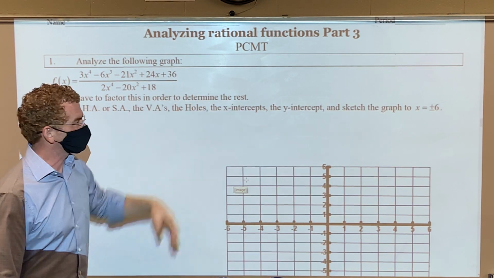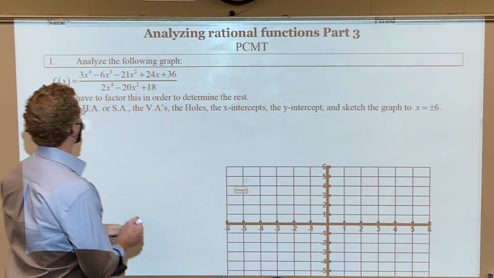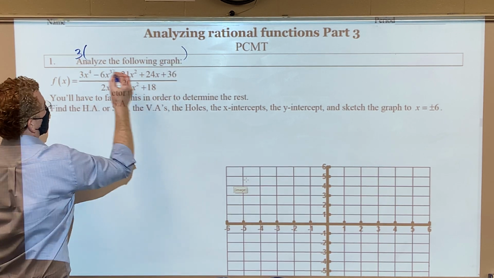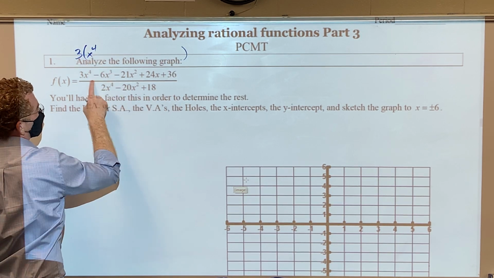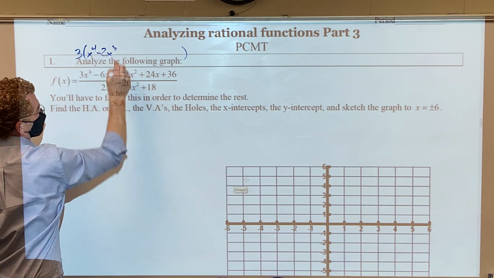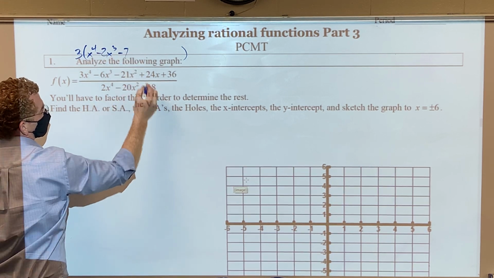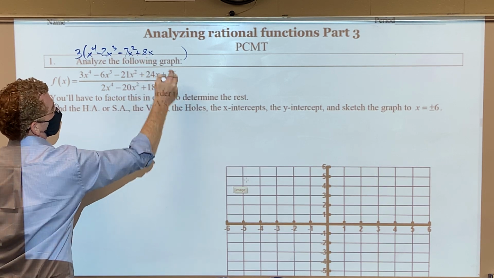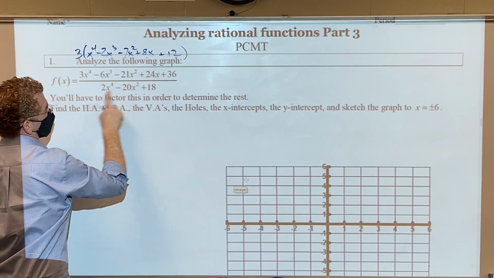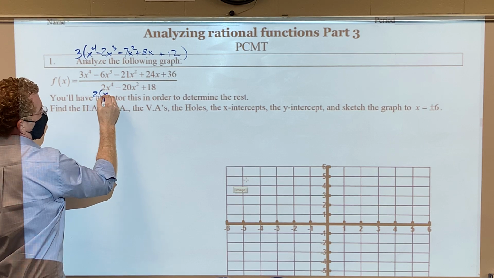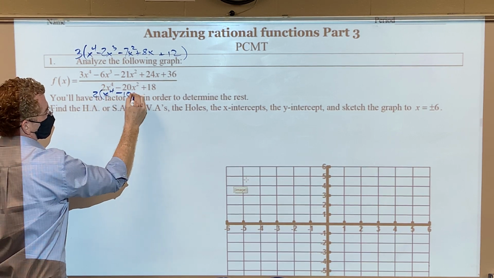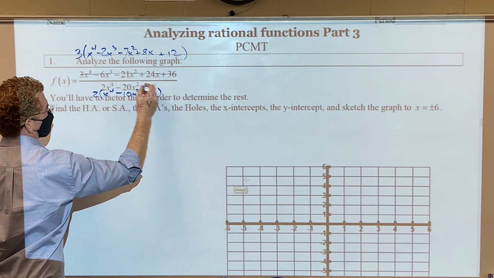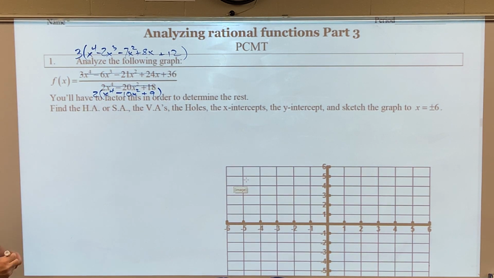All right, so let's check that out. If I wanted to try to get that factored, I'm going to pull a 3 out, and that gives me x to the 4th minus 2x cubed minus 7x squared plus 8x plus 12. And pulling a 2 out of this, x to the 4th minus 10x squared plus 9. So I'm not going to look at that original thing anymore.